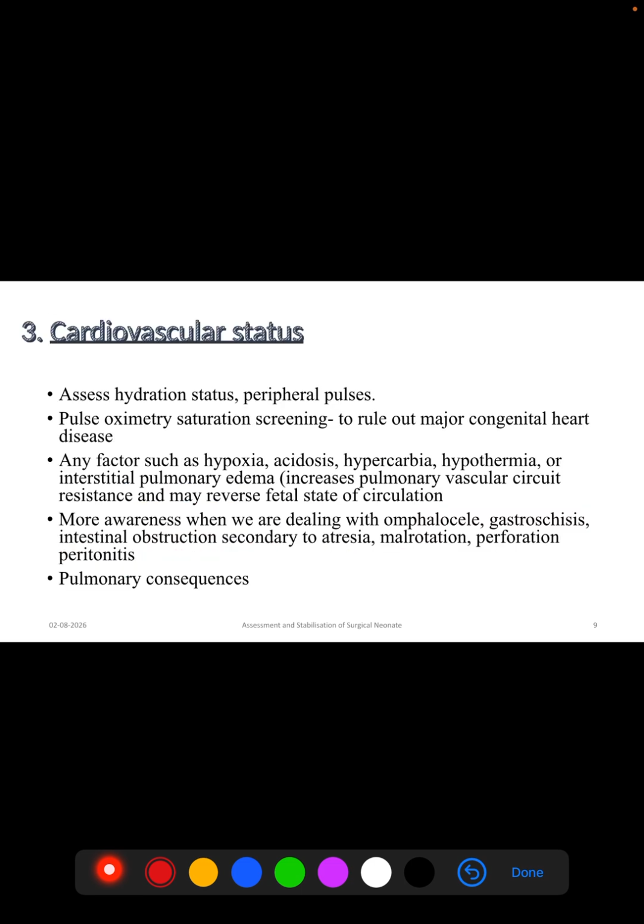Then we will come to the cardiovascular status. We'll look for the hydration status. बच्चा हाइड्रेटेड तो है, डिहाइड्रेटेड तो नहीं है, ओवर हाइड्रेटेड तो नहीं है, अच्छे से उसको फ्लूइड तो मिला है. We will assess the neonate for all these things. Then the peripheral pulses. And this pulse oximetry saturation screening is usually done after 24 hours of birth. This is basically to rule out any major congenital heart disease.